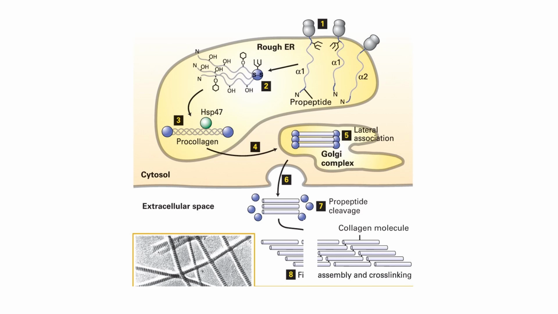As is visible in this slide, there are several steps. There are propeptides, and then there is a conversion in the endoplasmic reticulum into procollagen. Further, it moves into the Golgi complex for lateral association. Thereby, it leads to propeptide cleavage, and thereafter it results in collagen fibrils, which finally assemble and cross-link.